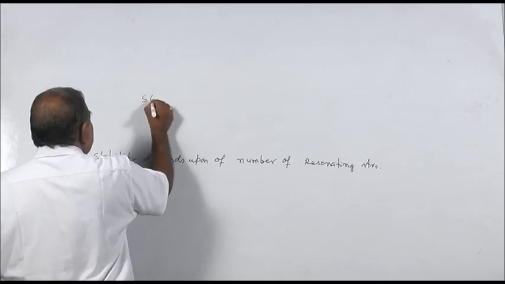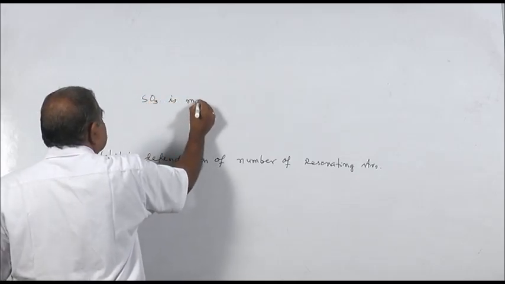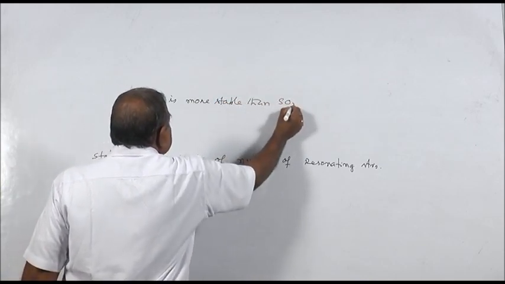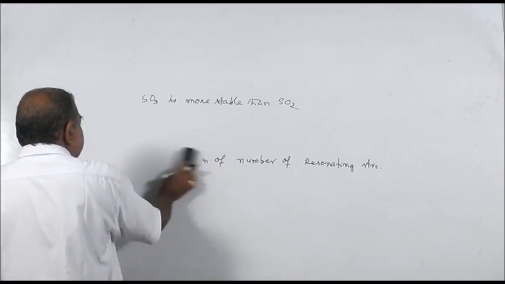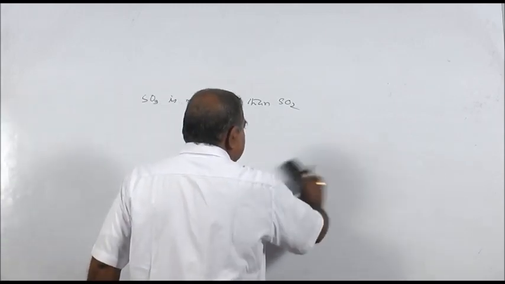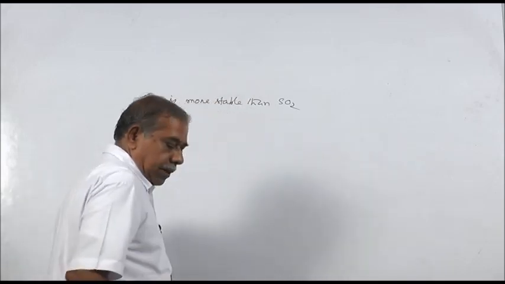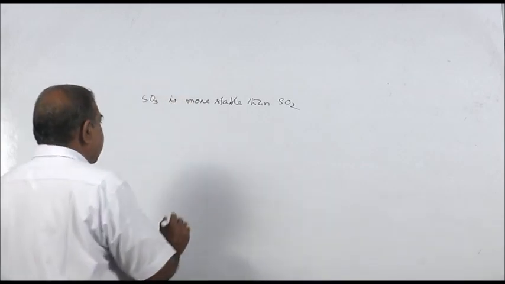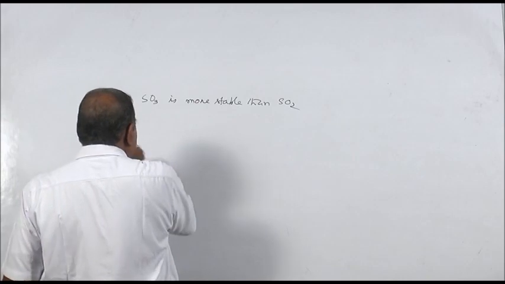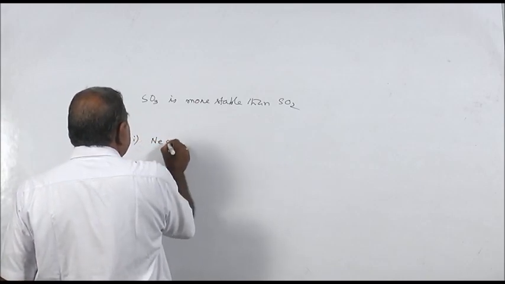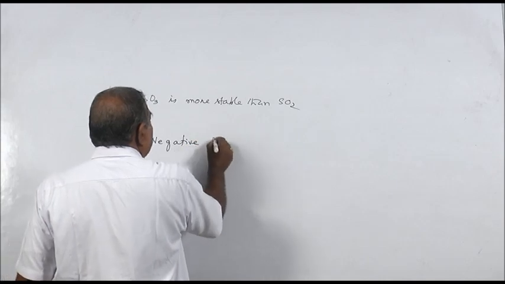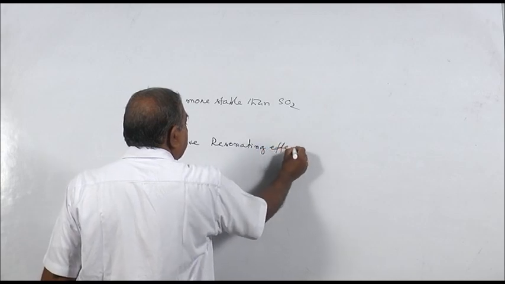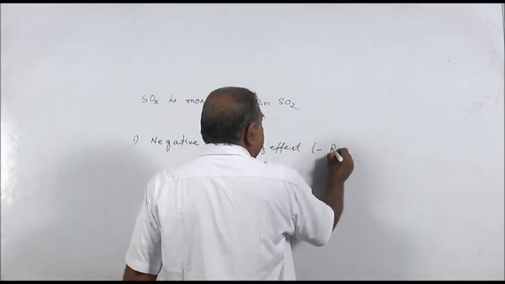Therefore, sulfur trioxide is more stable than sulfur dioxide, because we have seen for sulfur trioxide there are 3 resonating structures, but for sulfur dioxide there are 2 resonating structures. Again, there are also 2 types of resonating effect, one negative resonating effect or minus R effect.